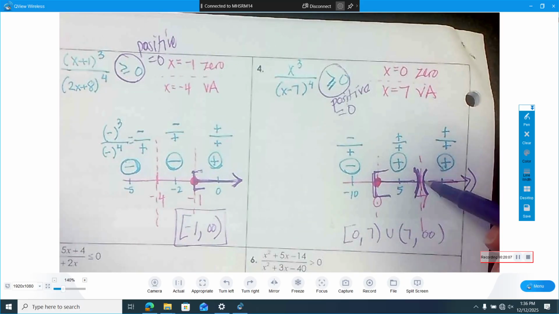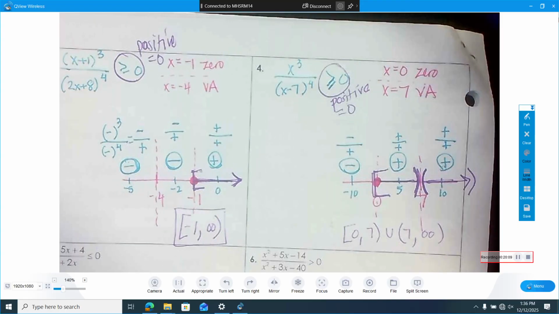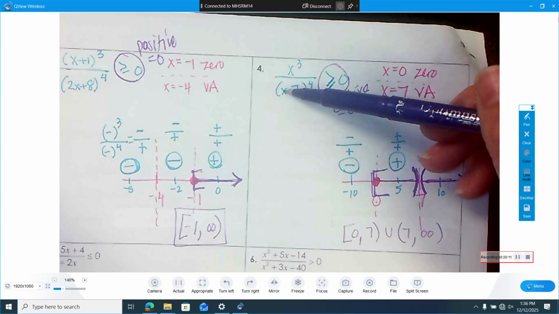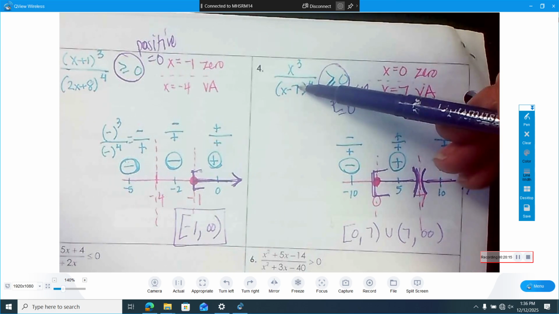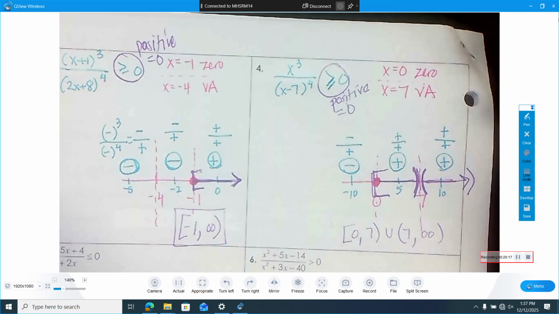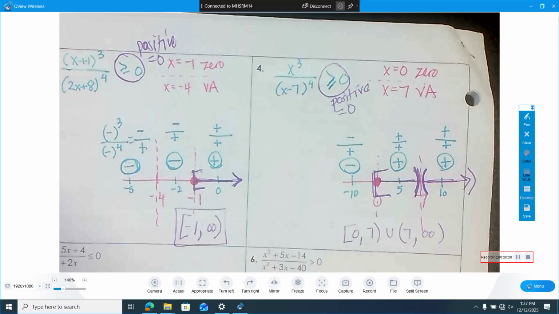So are we allowed to equal 7? If I plug in a 7, I would get 7 minus 7, which is 0. I would get undefined. I'd get a 0 in the denominator. So we have to remove the 7 because it's a vertical asymptote.